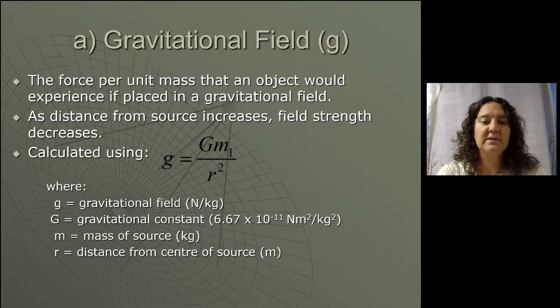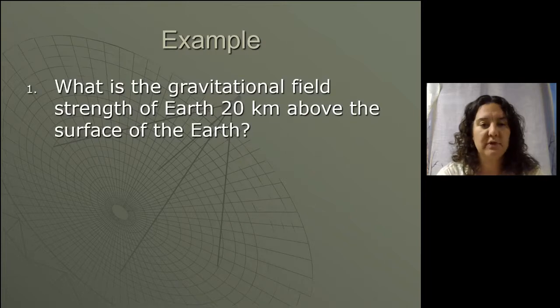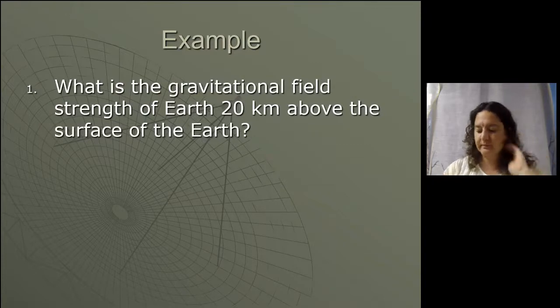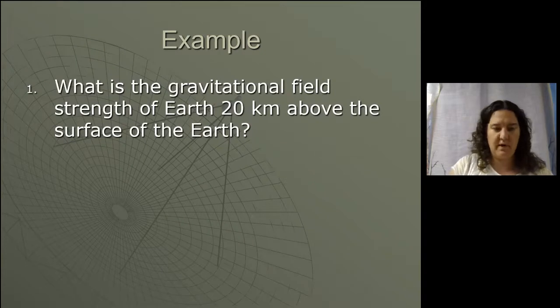The gravitational field is measured in newtons per kilogram, and there's a gravitational constant, 6.67 times 10 to the negative 11 newton meters squared per kilogram squared. M is the mass of the source, and r is the distance from the center of the source. When we're talking about Earth, like in our example, where we're 20 kilometers above the surface of Earth, we have to add this to the radius of Earth, which is given to you in your data booklet. So let's calculate the gravitational field strength of Earth 20 kilometers above the surface of the Earth, using the formula from the previous slide that's also in your data booklet.